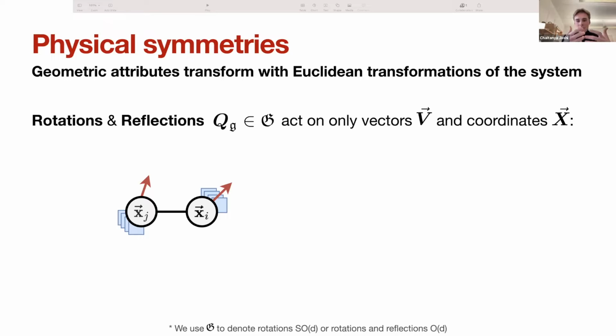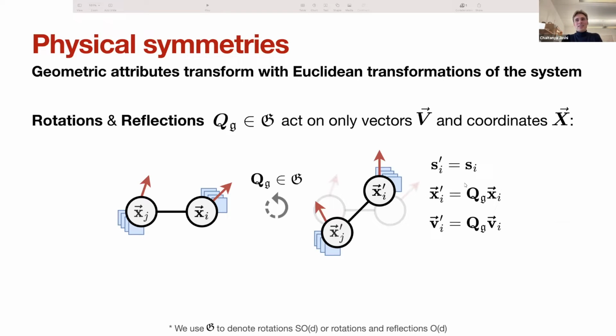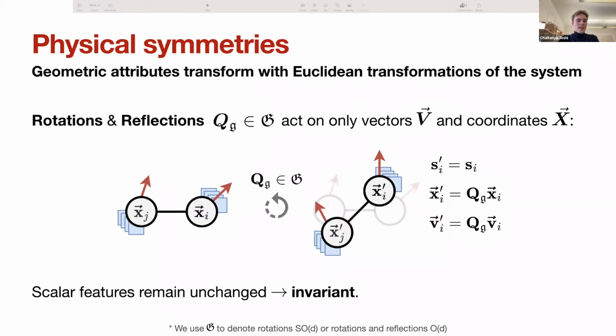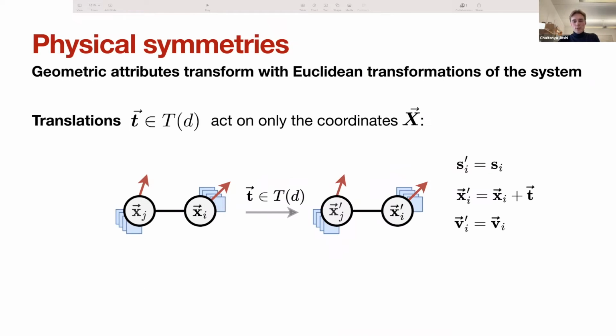So the atom type does not transform if we rotate. You see here, essentially, the scalar nodes do not transform, they stay the same. Whereas the vectors or coordinates actually rotate along with the system. So if Q is, say, a rotation or reflection matrix, then under a rotation of this graph in 3-dimensional space, we also need to rotate the coordinates at which the nodes are located, or the direction of the velocity in which they travel. And likewise, the same holds for translations.